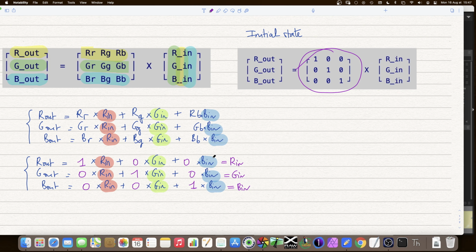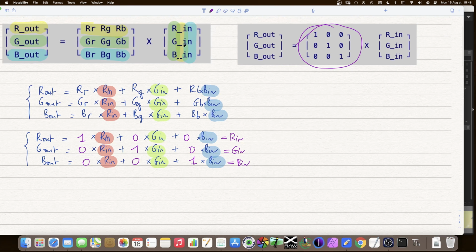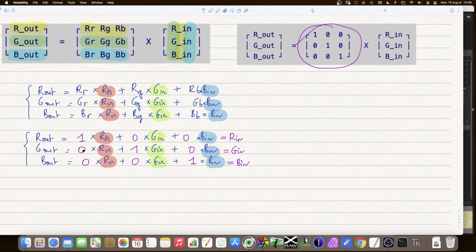Next thing, once we've understood what the initial state is and how these calculations work, let's talk about why I've used 1. Why didn't I use 2 and 2 and 2? Well, that would be red out is twice as much as red in, so it's redder. Green out is twice as much as green in, that's greener. And blue out is twice as much as blue in, and that's bluer.